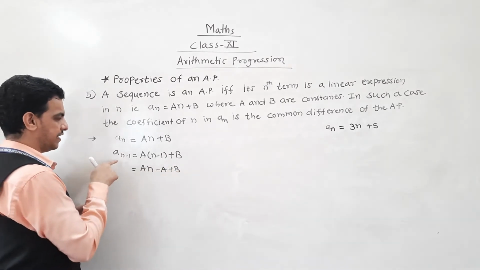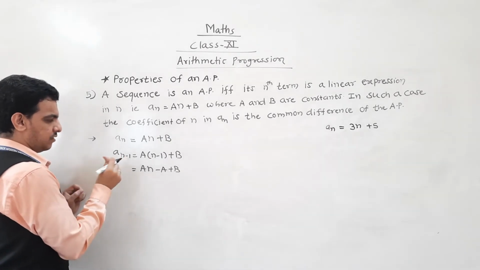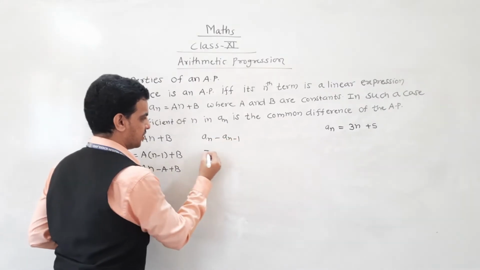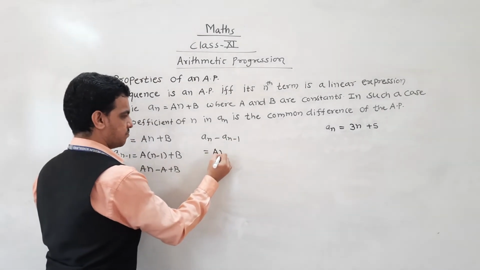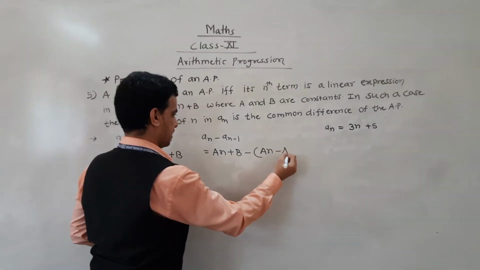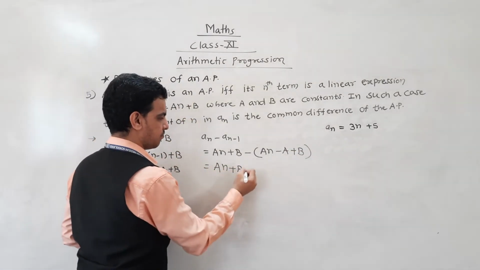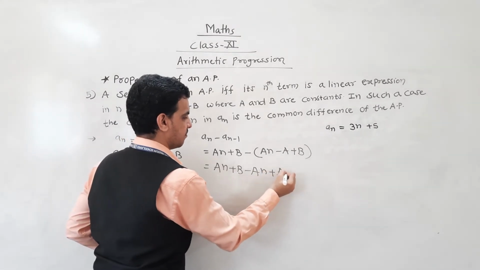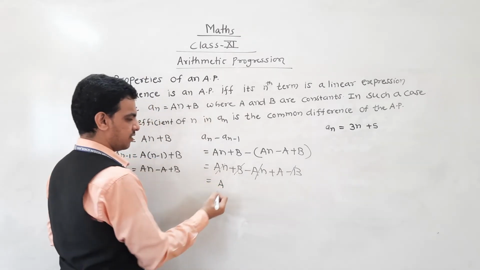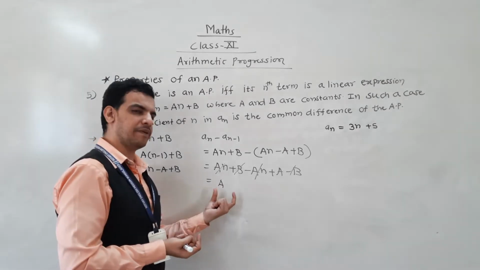So if you have to find d, subtract the previous term from the next term. So an plus b minus an minus a plus b. So that is an plus b minus an plus a minus b. This term will get cancelled, only a remains. This is independent of n. Okay, this term is independent of n.